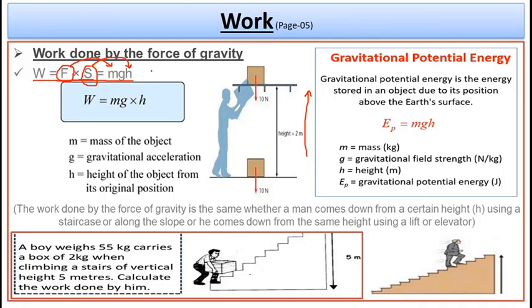Now, when you go through the formula mgh, you may remember a term which you studied earlier, that is the gravitational potential energy. Yes, work done against gravity is also said to be the gravitational potential energy.